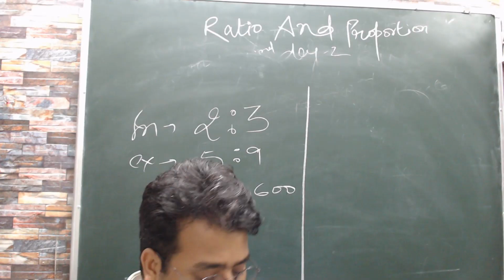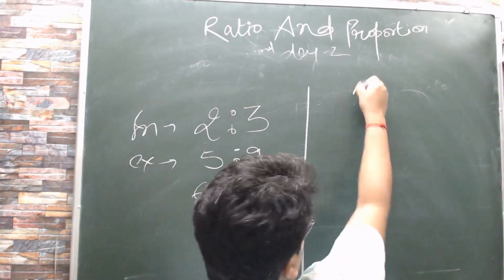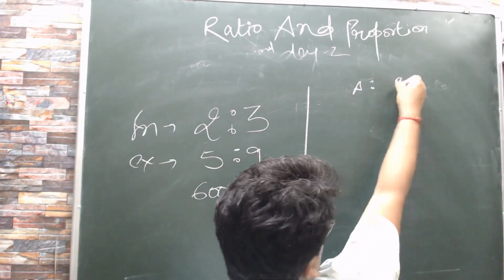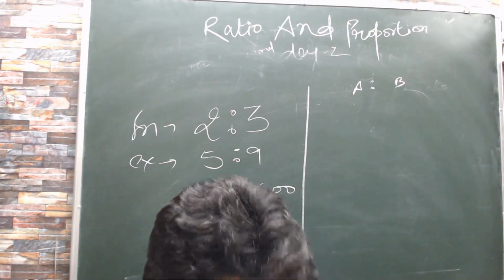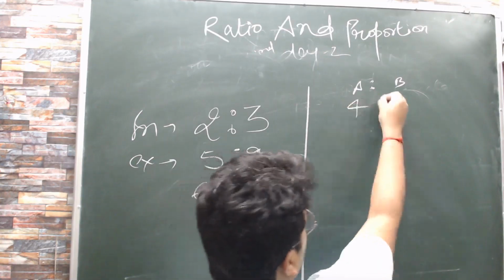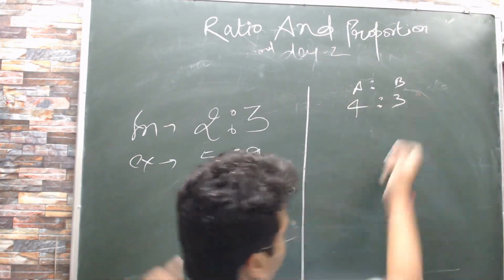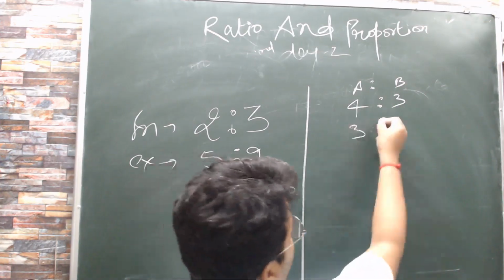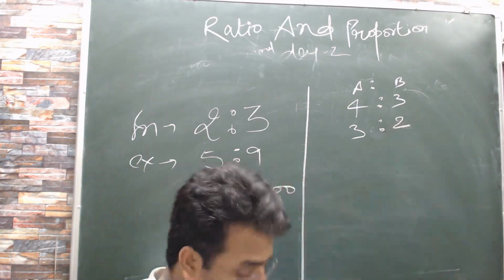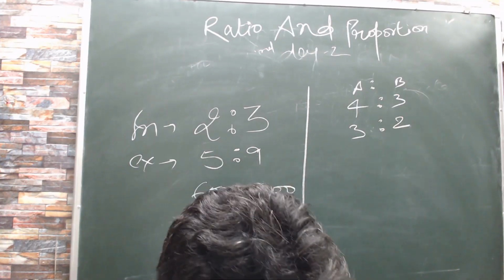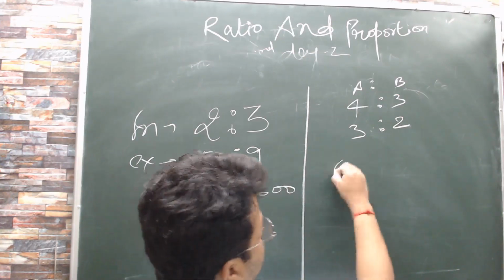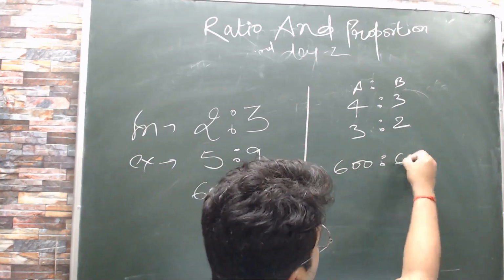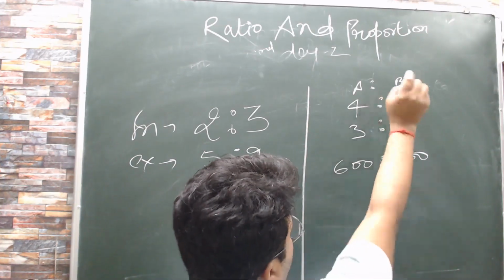The annual incomes of A and B are in the ratio 4:3. First, we will do this question, then we will move to the other question. Don't worry. And the annual expenditure is 3:2. And each of them saves 600. Then find the income of A and B, right?